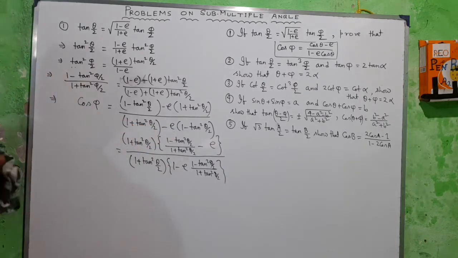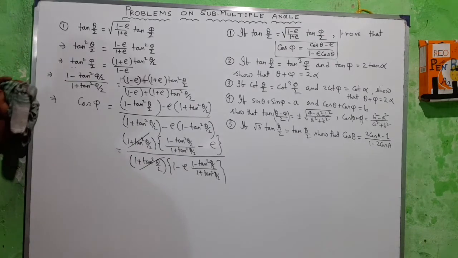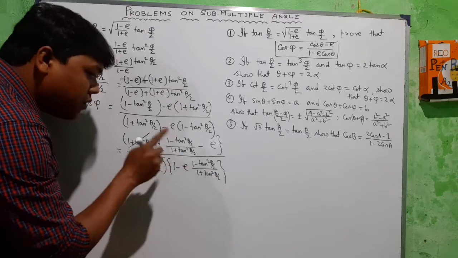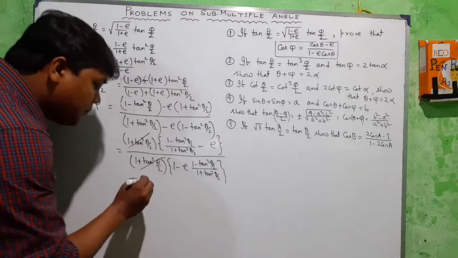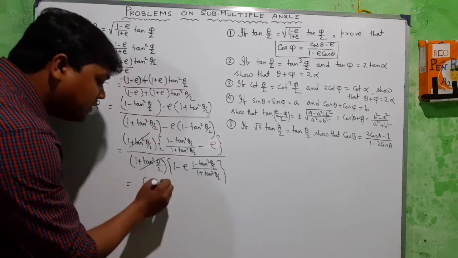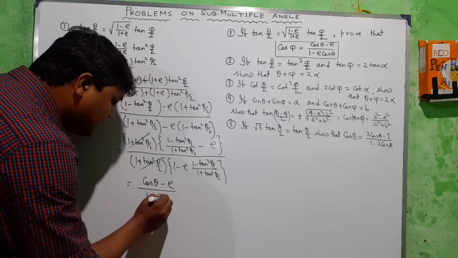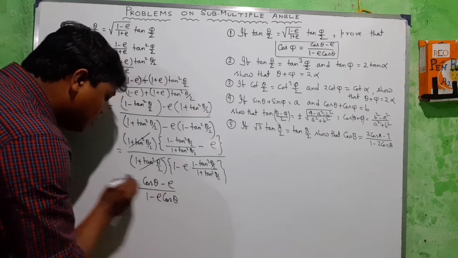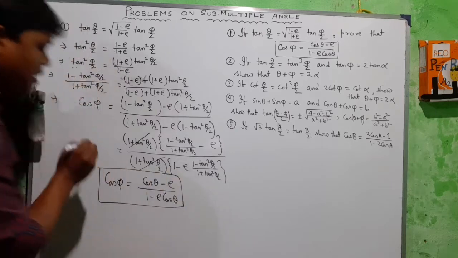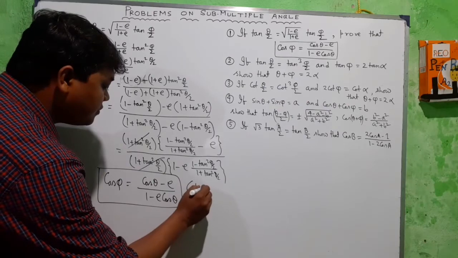Okay, so it is clear to you this is not equal to 0 and this was cancelled. So what is the value? The value is (1 minus tan square theta by 2) by (1 plus tan square theta by 2). By using the submultiple angle formula, that is cosine theta minus e by 1 minus e cos theta, equals cosine phi. That is our required result, and it has been proved.